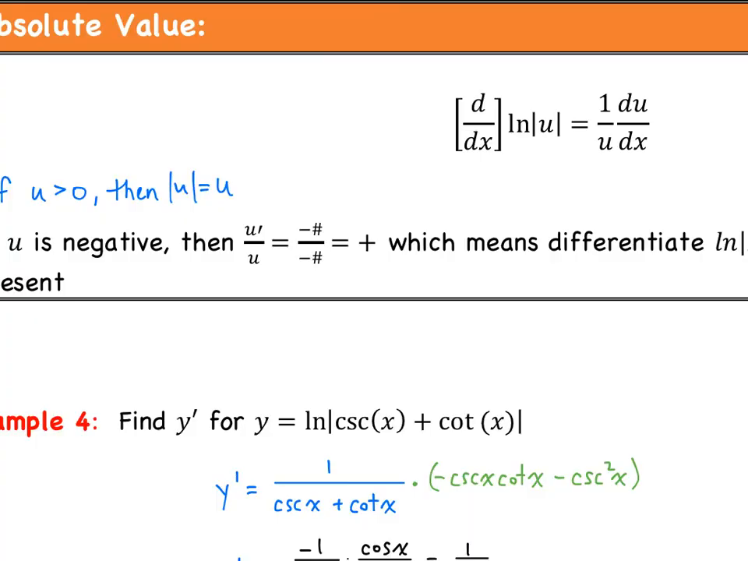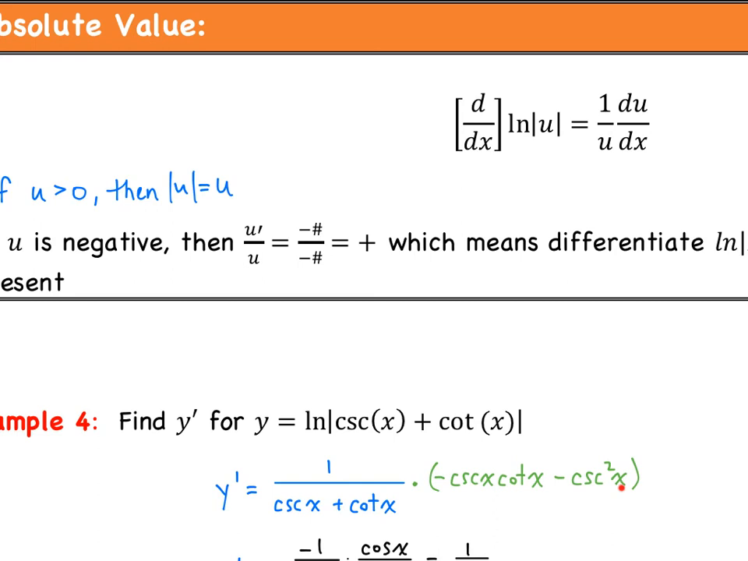Okay, so what we should initially get is, taking the derivative, we get 1 over the cosecant of x plus cotangent of x, and then we have to remember the chain rule. So this is a good reminder of your trig functions. Derivative of cosecant is negative cosecant cotangent. Derivative of cotangent is negative cosecant squared.